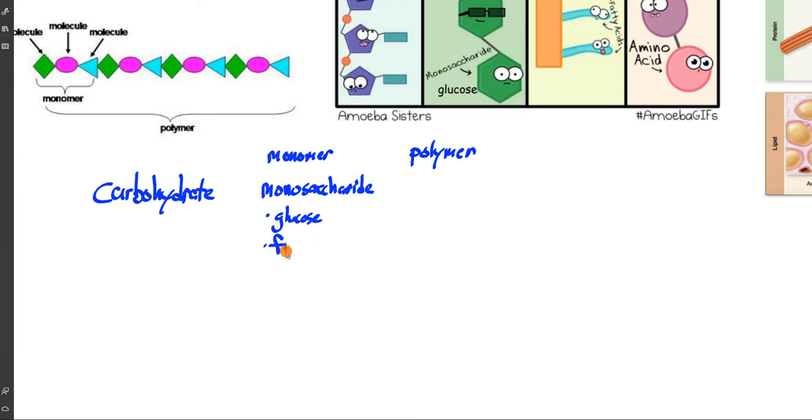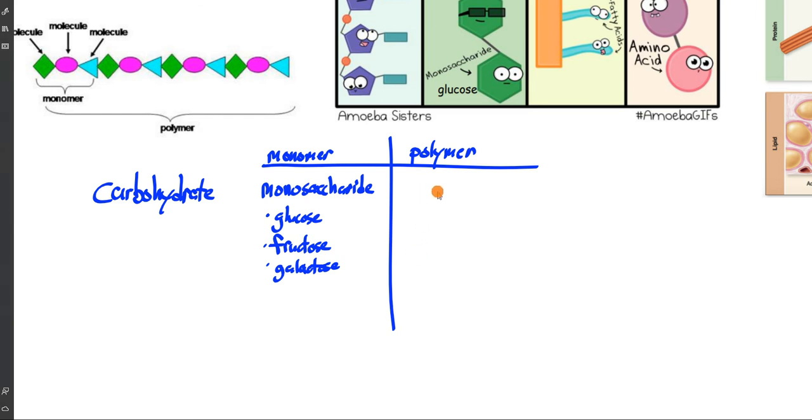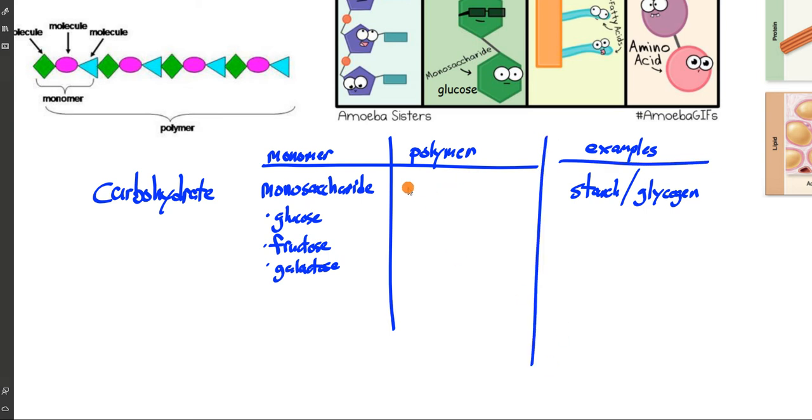We also have things like fructose and galactose, but I won't be asking you very many questions about those, so you can safely ignore them for now. And the polymer of a carbohydrate, a thing like a starch, or a thing like glycogen, which is what we use to store glucose. Maybe these are our examples. The polymer is called a polysaccharide. So a monosaccharide has one sugar ring, one sweet thing, and a polysaccharide has more than one.